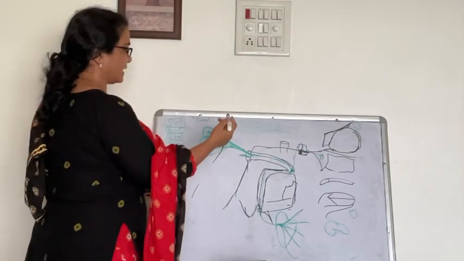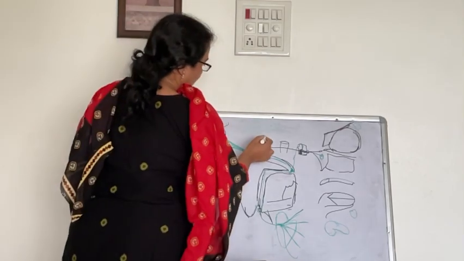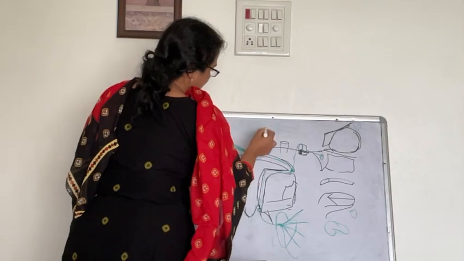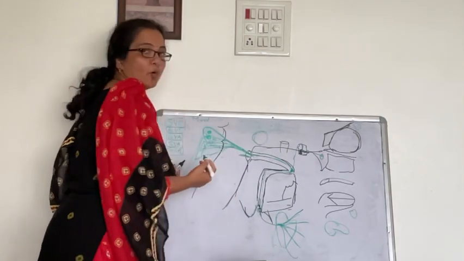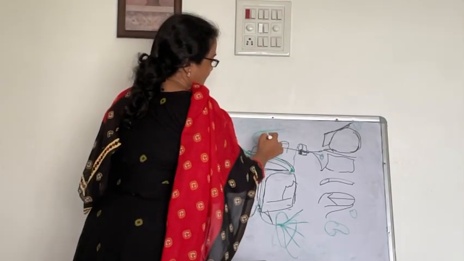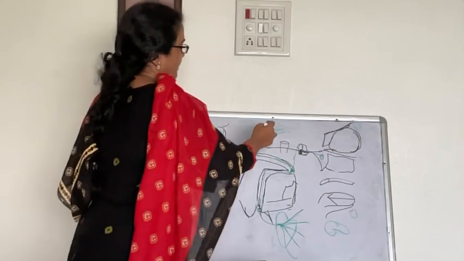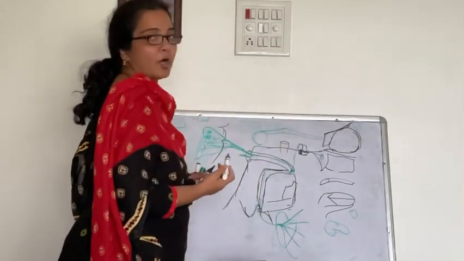So in the middle cranial fossa, just over the anterior surface of the petrous part of the temporal bone, we have seen that there is the trigeminal ganglion, which is present in the trigeminal cave. And this trigeminal ganglion gives three divisions. One is the ophthalmic division, which will pass through the superior orbital fissure into the orbit.